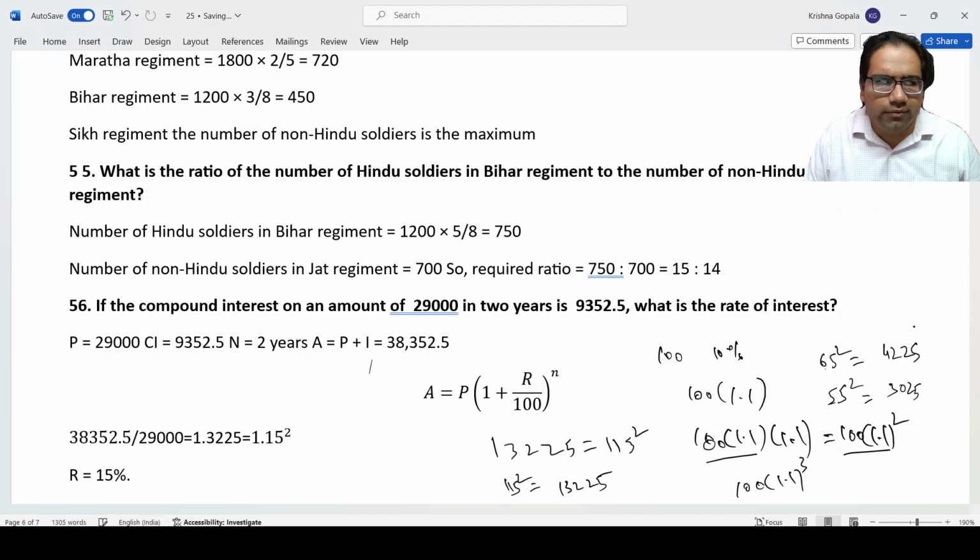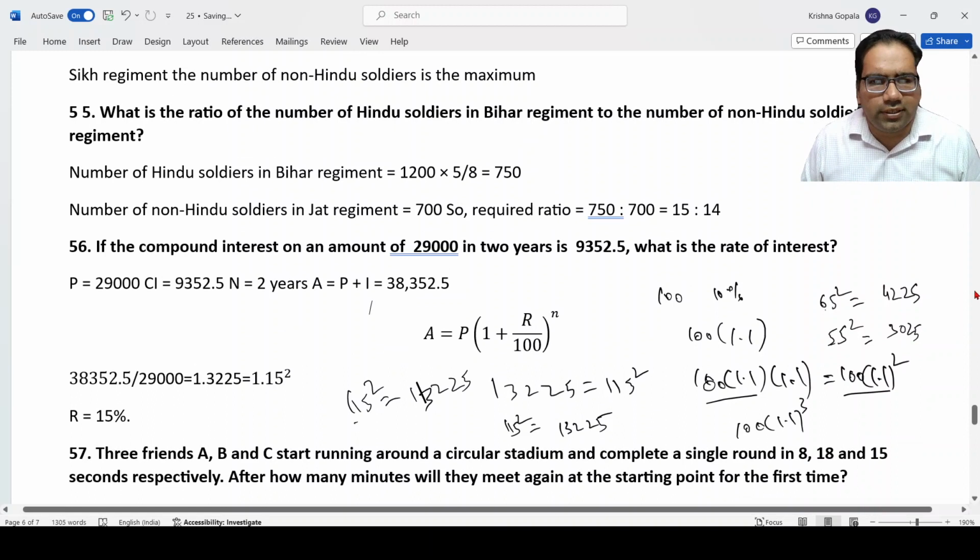Okay. Similarly, 115 square. 115 square is equal to 11 into 12. 11 12s, 132, 25. This is how it is. So just by looking at this, we can say it is 1.15 square.